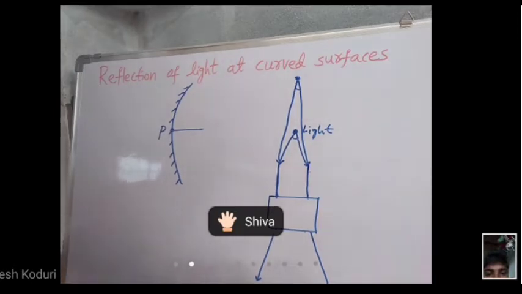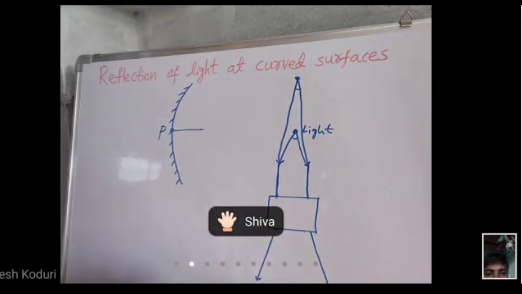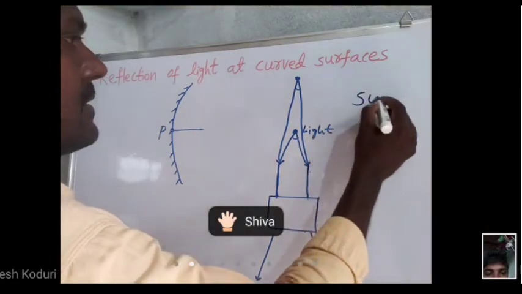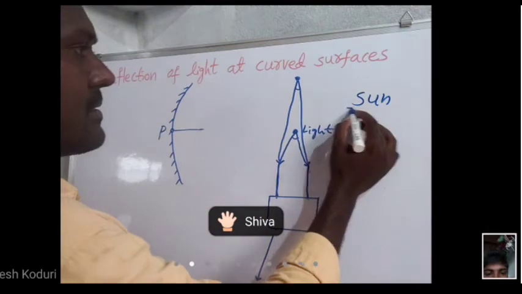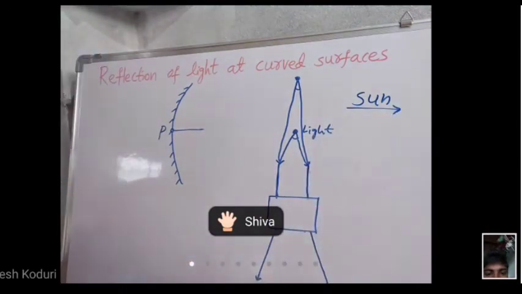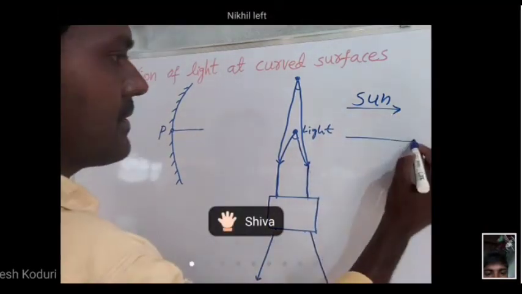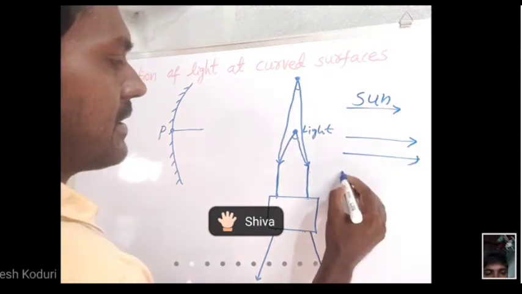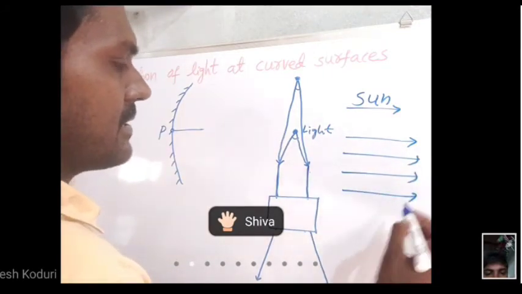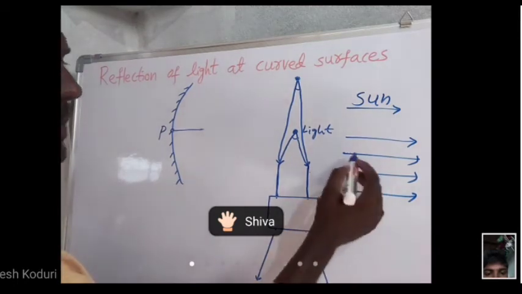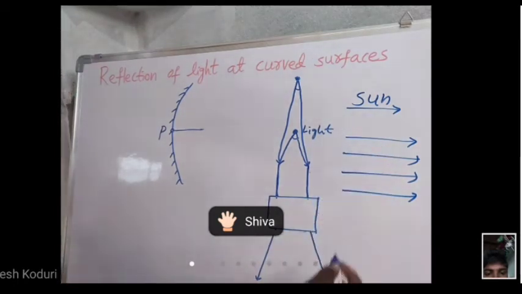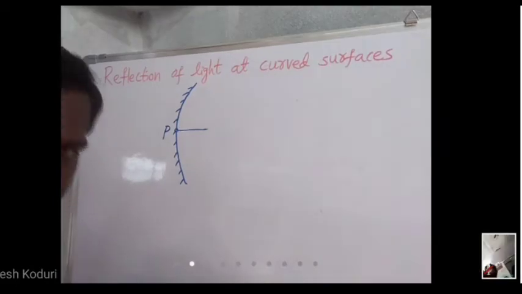The light source is very far away from us and forms a parallel beam of light. An example is the sun. The sun is very far away from the earth. Sun rays coming to earth are parallel. The sunlight coming from the sun is parallel to each other. This is one example of a parallel beam of light or a beam of parallel light rays.